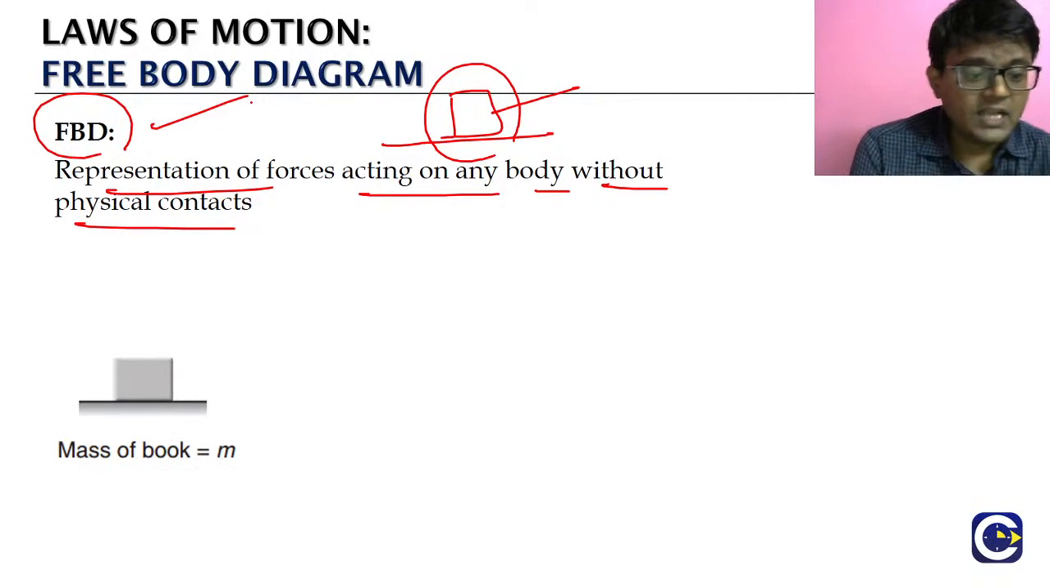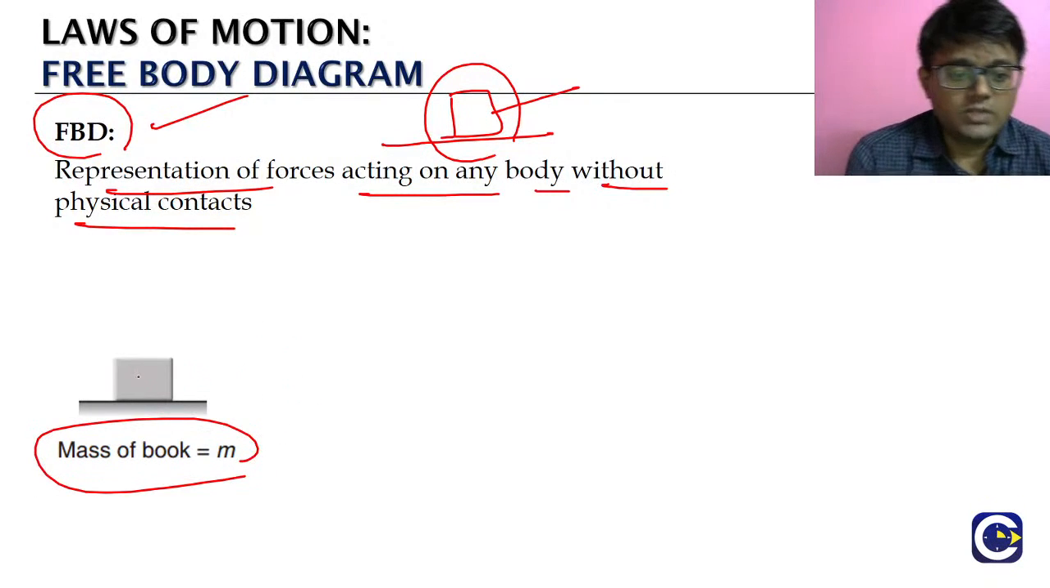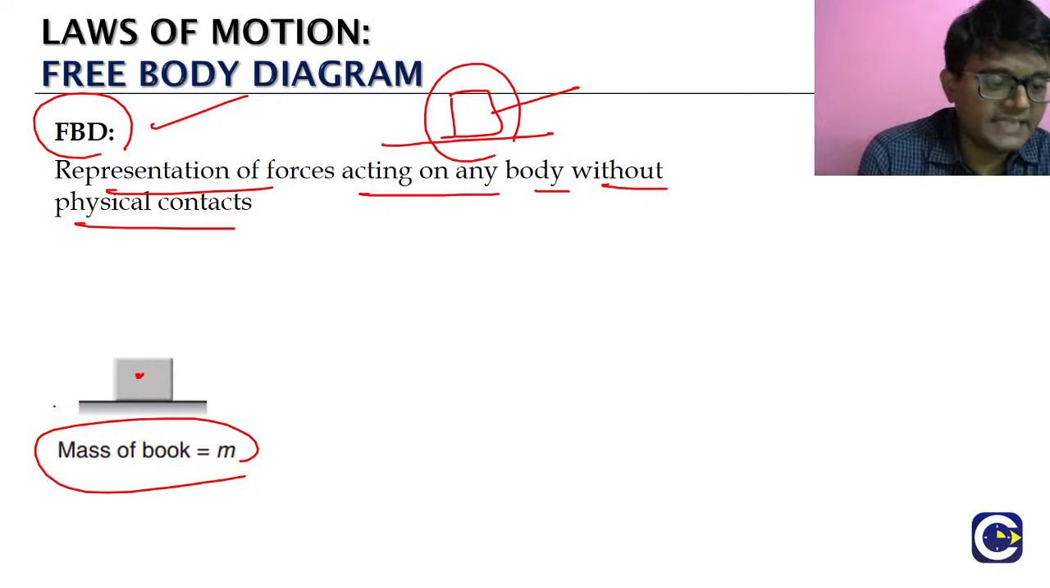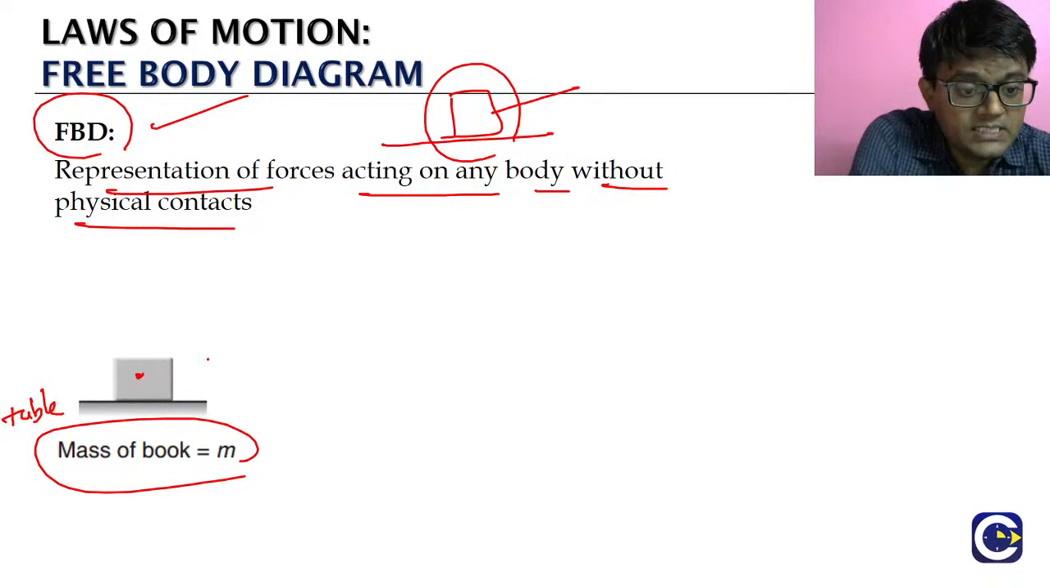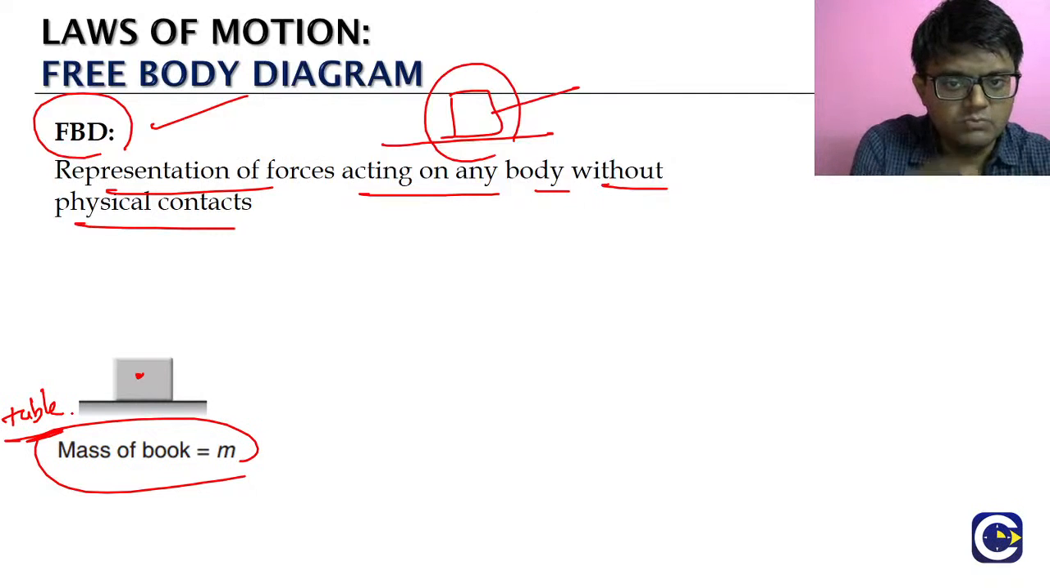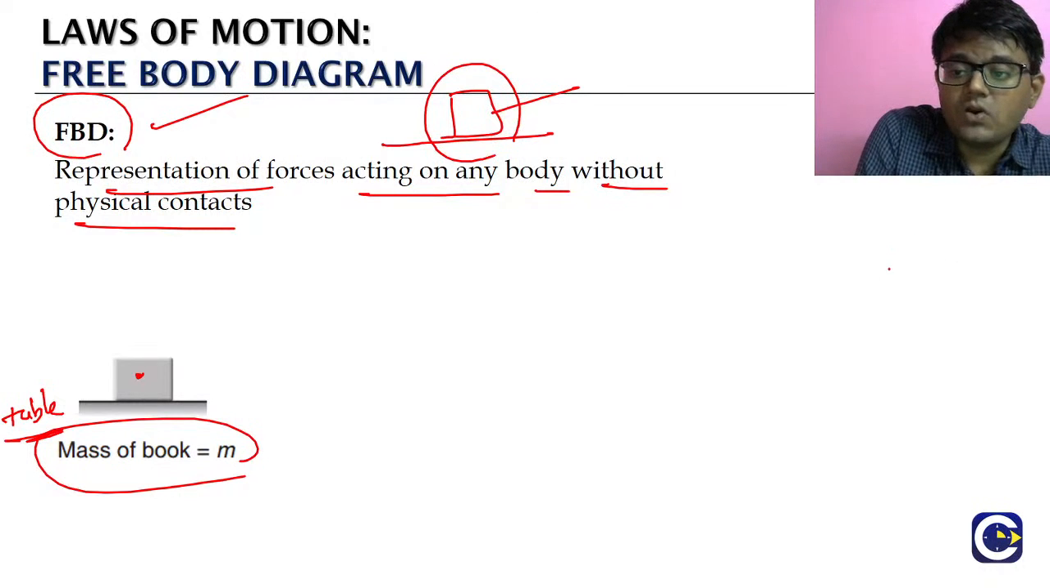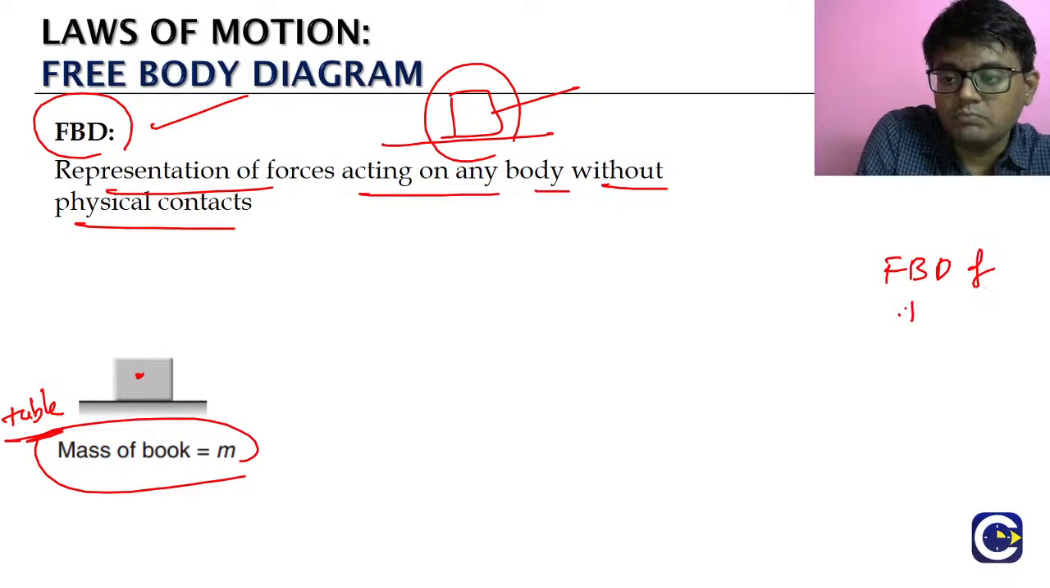Look here, let us say there is a block or a book. Take the book. There is a book of mass m which is kept on the table. This is the table. The book you can take as a block or whatever it is. Generally we will use the word block very much. So take this book of mass m which is on the horizontal surface of the table. Now the question is, can we draw the free body diagram of the book?